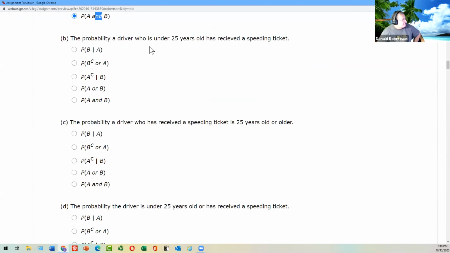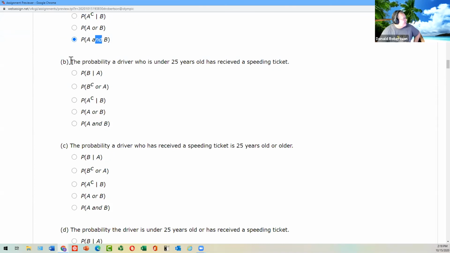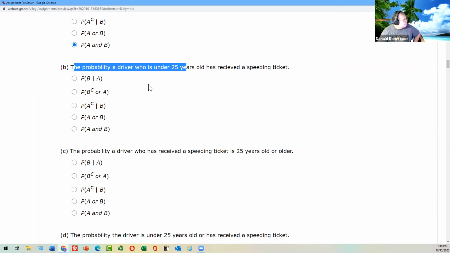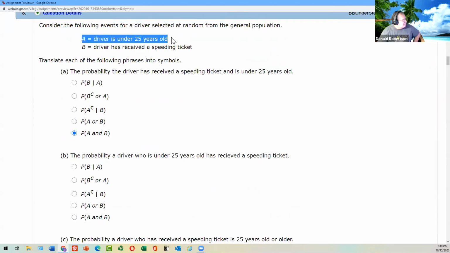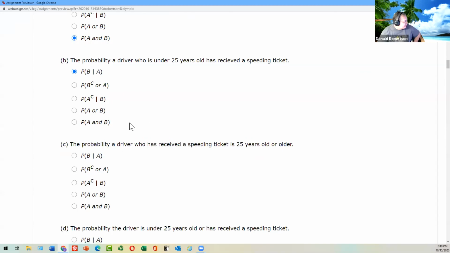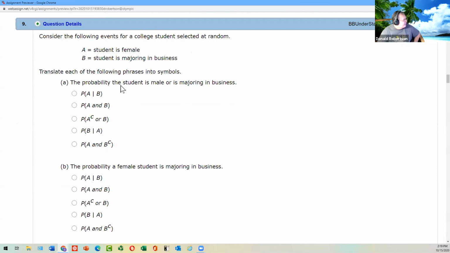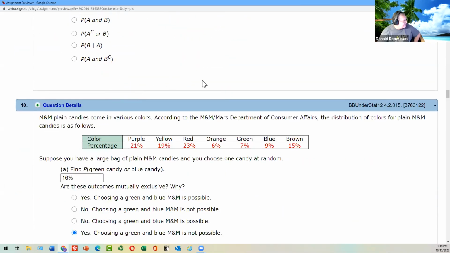The probability a driver who's under 25 has received a speeding ticket, that's almost the same question. The probability of a driver who is under 25 years old has received a speeding ticket. Now, if you tell me that he is under 25 years old, haven't you told me A? So I am looking for a conditional probability, so that makes it this one. So you're going to take these sentences and they're going to end up being one of these calculations down here, and then another batch, the same practice.